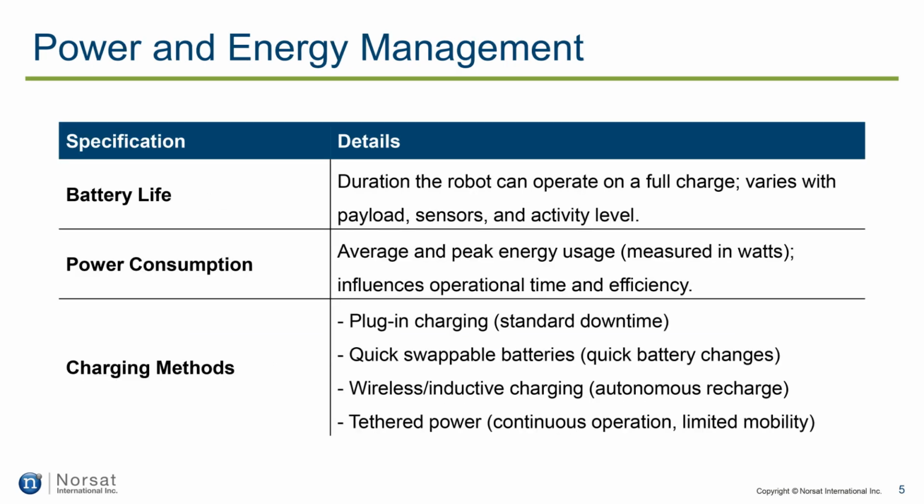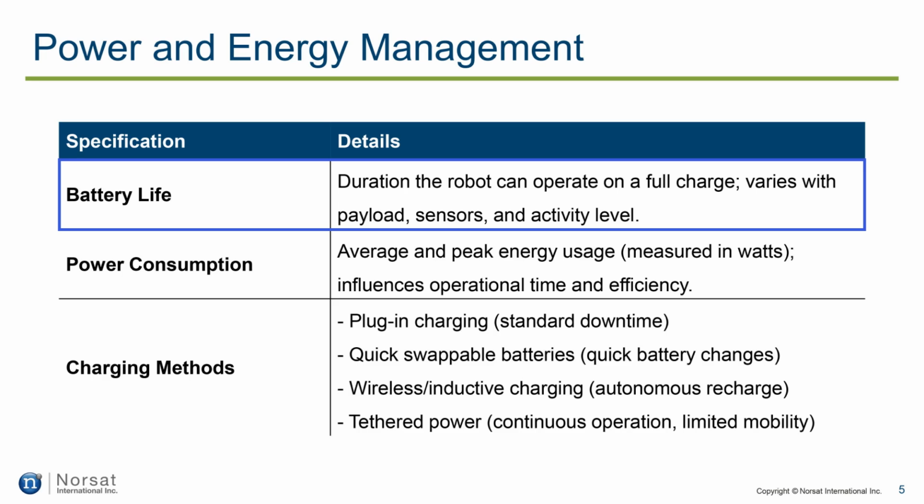A robot's performance is only as reliable as its power source. Power and energy management are critical factors that directly affect how long a robot can operate, how far it can travel, and how demanding its tasks can be.